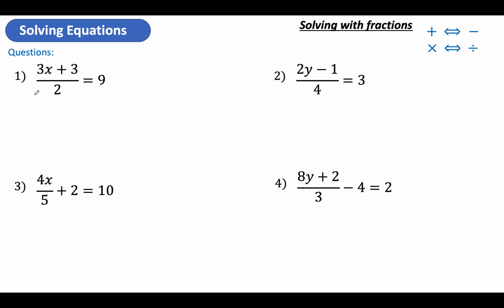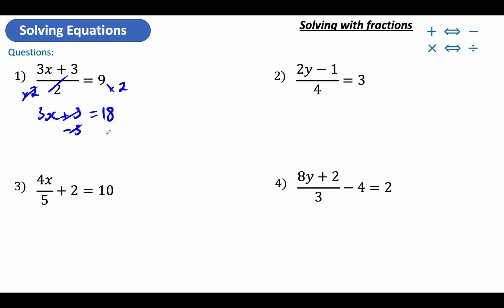Okay, we've unpaused. Right, I'm going to rattle through these quickly because you're getting good at these now. It's all over 2, so I'm going to times by 2, and that will cancel out that. And we're left with 3x plus 3. But I need to times this side by 2 as well, so that both sides have been doubled. So it's 18.